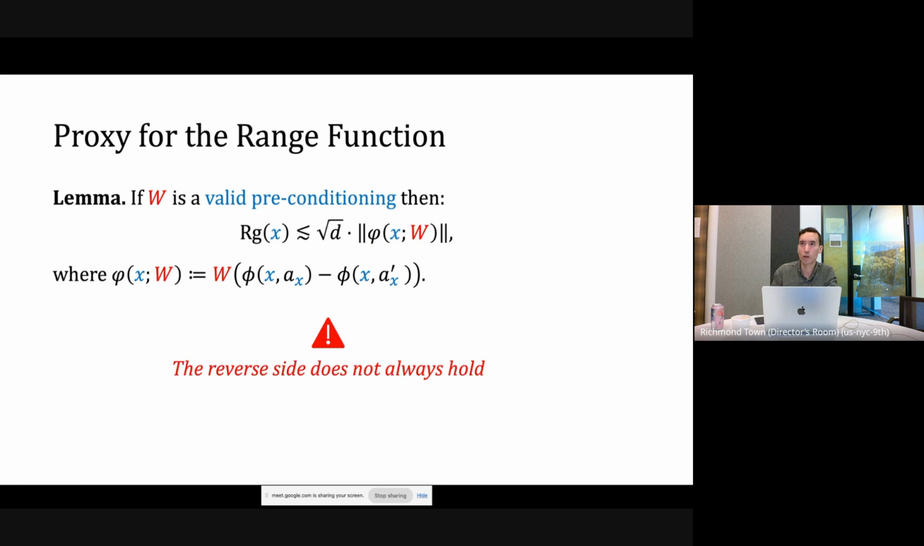I know I skimmed through a lot of definitions so far. Any questions here so far? What am I defining as the range function? Please don't hesitate.